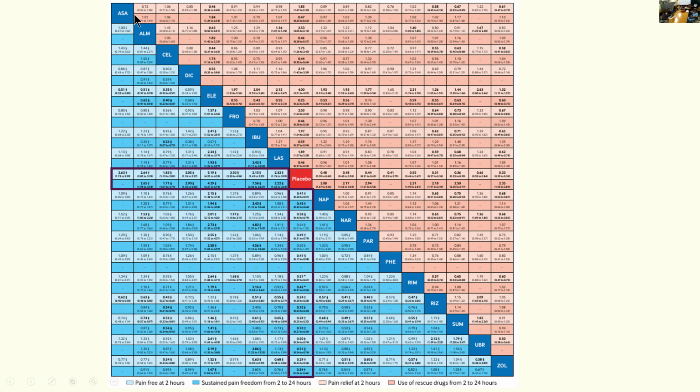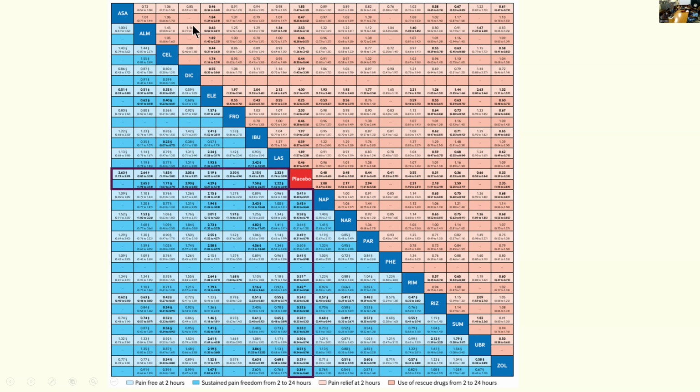So I'll explain. Each of these dark blue squares is basically your intervention. So this is for brufen, this is for lasmiditan, this is your placebo, this is sumatriptan, a commonly used migraine drug. And here you can see in the bottom left, the dark blue square corresponds to sustained pain freedom at 2 to 24 hours. The light blue squares, this outcome is pain free at 24 hours. On the right upper side of the table, the dark orange square, basically the outcome is use of rescue drugs from 2 to 24 hours. And the light orange square is pain relief at 2 hours.